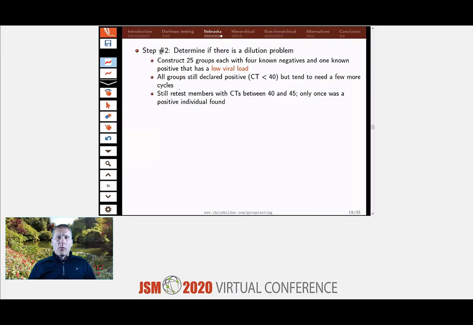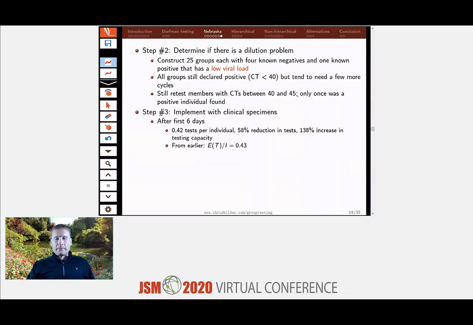So what was done then was, instead of looking at just 40 cycles as that determination of positive or negative, we decided to go up to 45 instead. So if a group came back positive through, let's say, 42 cycles, it was still broken up into a second stage of testing to determine who's positive and who's negative in that group. And so that's the approach that we took to deal with this potential dilution problem.